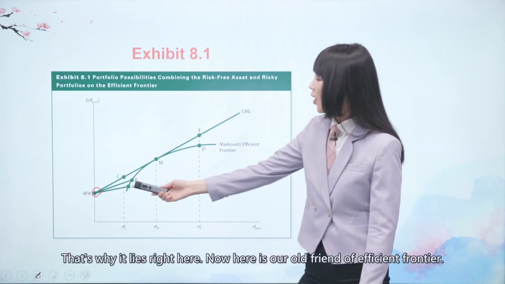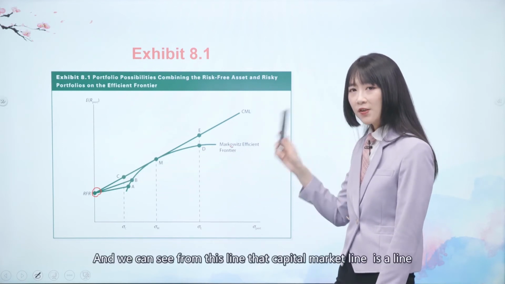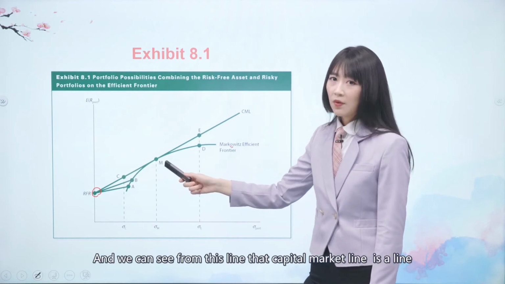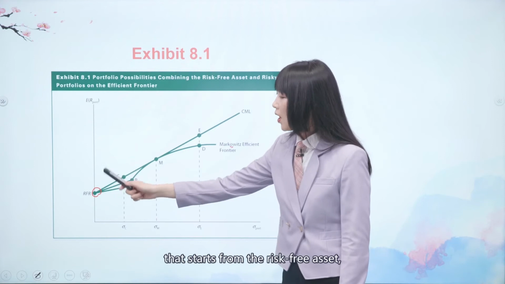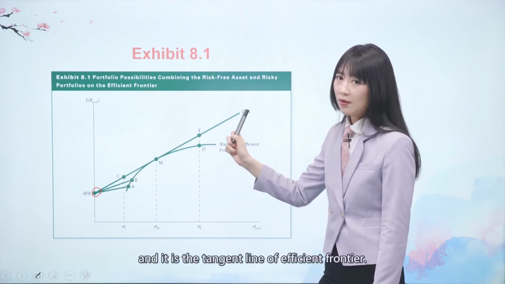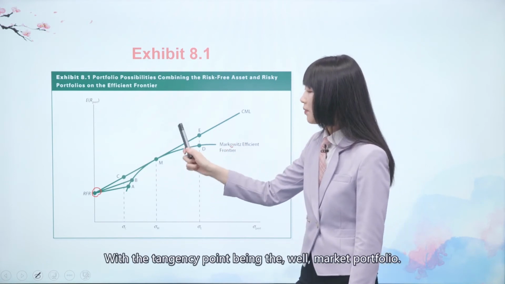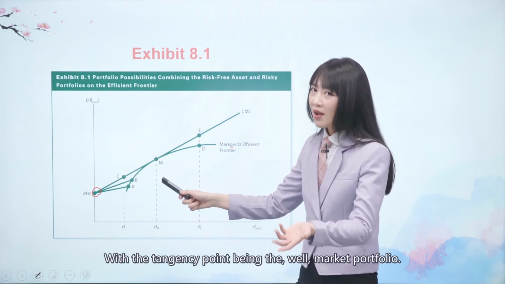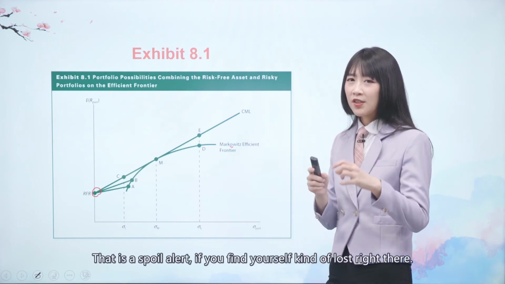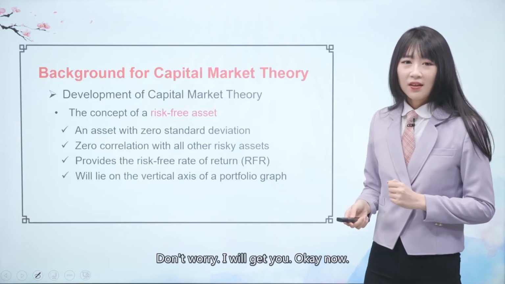Now here is our old friend, the efficient frontier. And we can see from this line that the capital market line is a line that starts from the risk-free asset, and it is the tangent line of the efficient frontier, with the tangency point being the market portfolio. That is a spoiler alert. If you feel kind of lost right there, don't worry, I will get you.